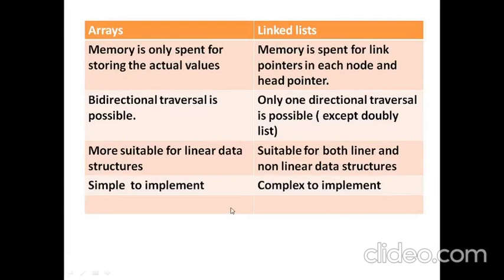Next difference is, in the case of an array, memory is only spent for storing the actual values. There are no special members added into the array to keep track of the list, unlike a linked list. So here the memory is only spent for storing the actual values. But in the case of a linked list, you need a lot of additional memory to implement it. For example, you need a head pointer so that you can know the address of the first node, and you need the link pointer in every single node. So all that will consume more memory.